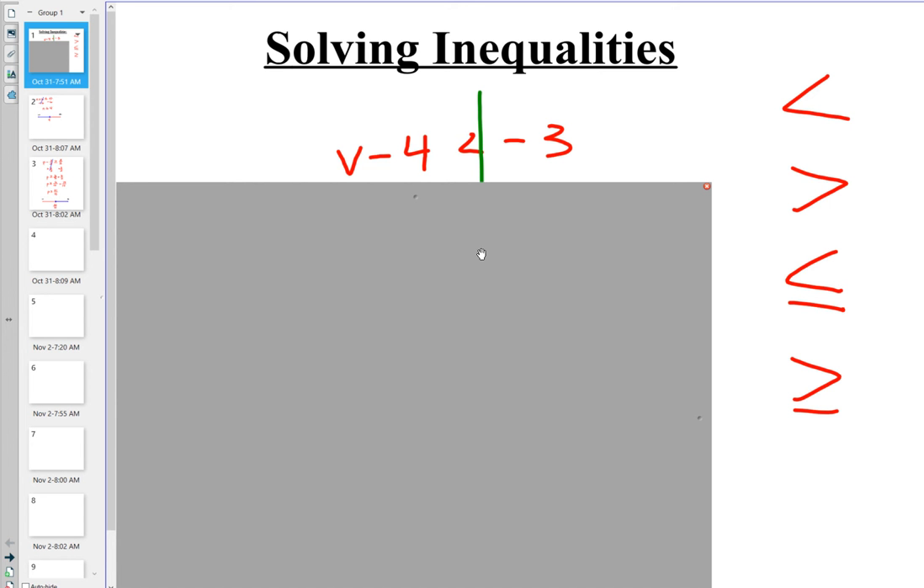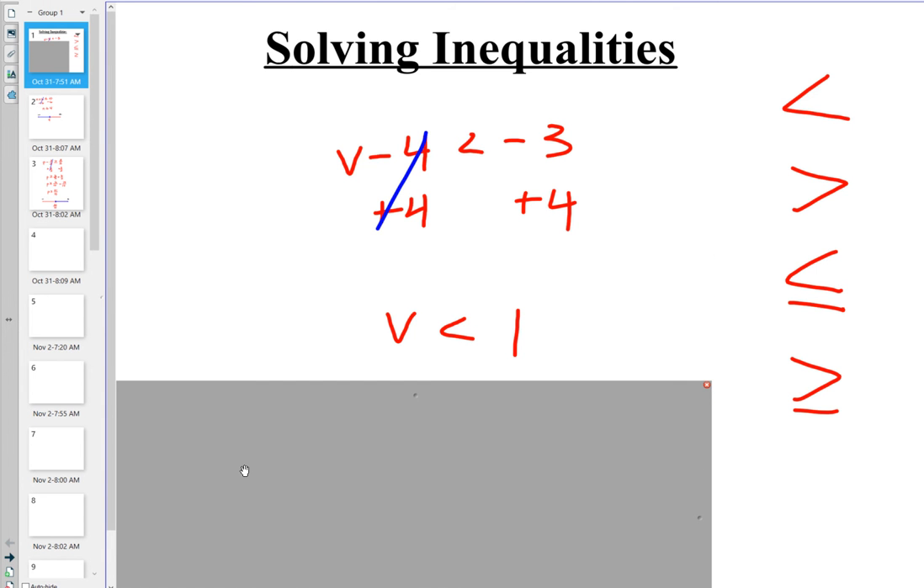Plus 4? Good. Add 4 to both sides. And now we have isolated the variable. So we say that v is less than 1. Okay? It's the same thing. That's why I started the lecture trying to emphasize the similarity between equations and inequalities. It's not the exact same thing. There's going to be a couple of minor differences.